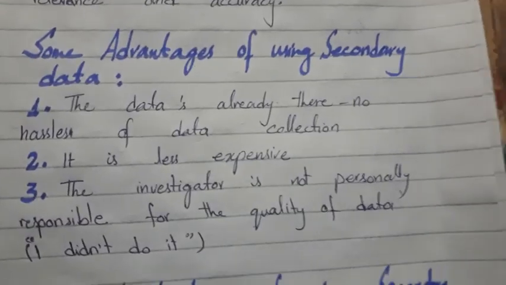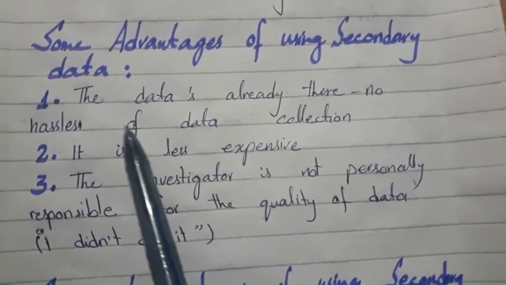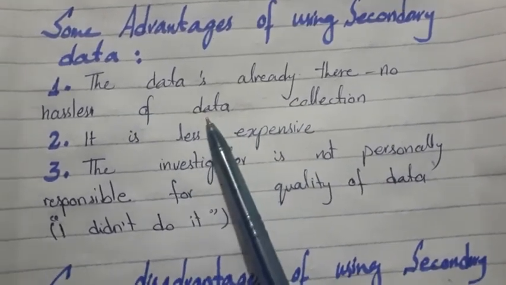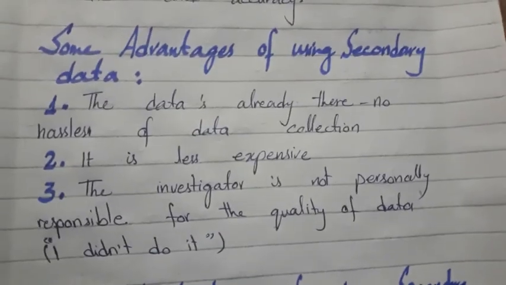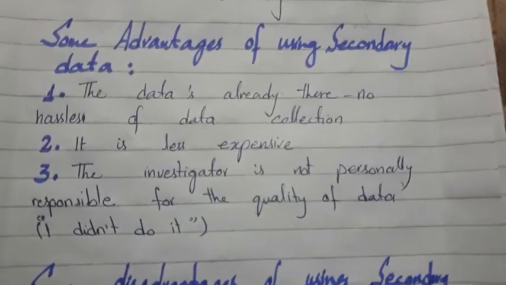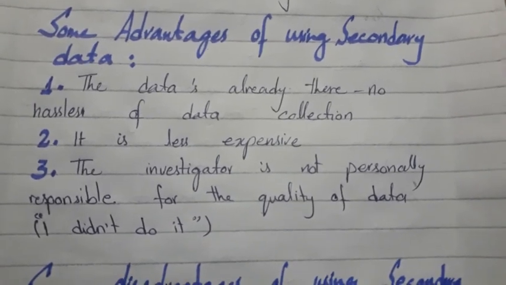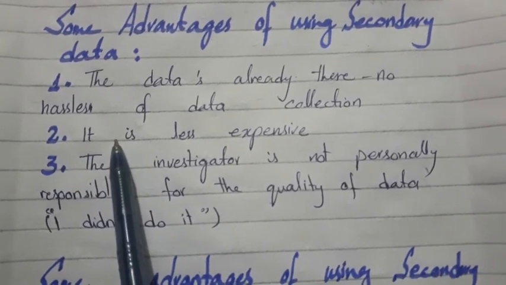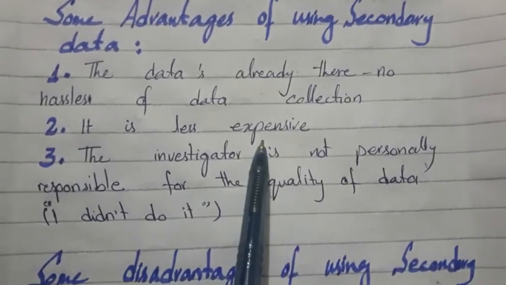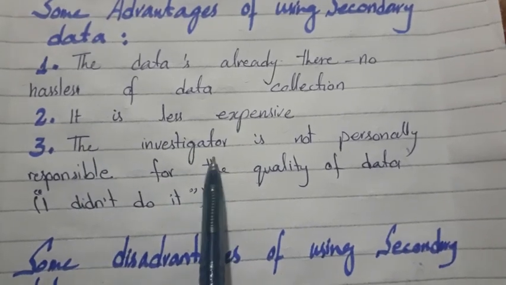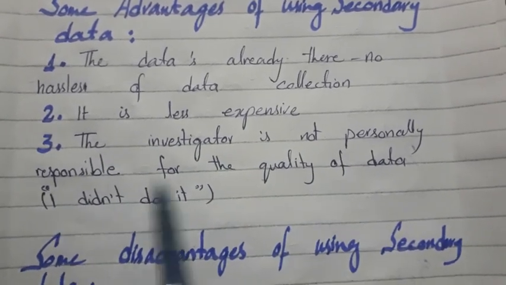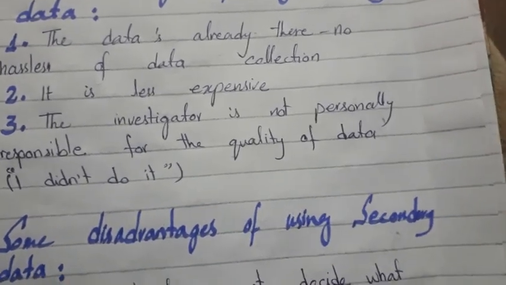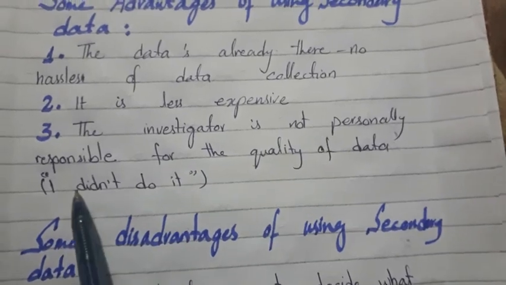Let's see some advantages of using secondary data. Number one, there are no hassles of collecting data because secondary data is already available. He is not worried about collecting it. Number two, it is less expensive. The investigator is not personally responsible for the quality of data. As he is not collecting data, he can say, I didn't do it.